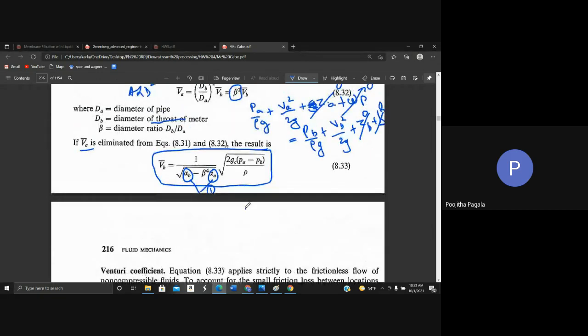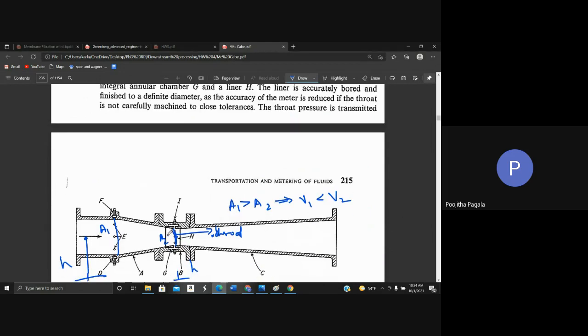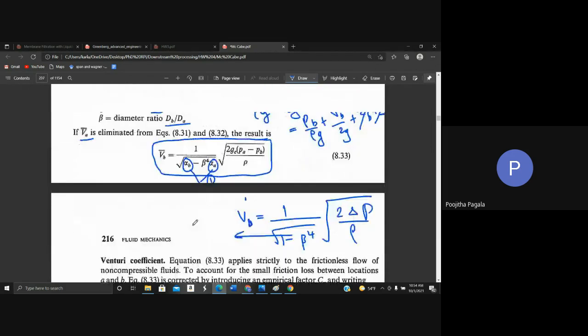So eventually you'll end up with this result: VB is equal to 1 by under root of (1 minus beta power 4), multiplied by under root of 2 delta P by rho. Now, what is beta? Beta is dB by dA. And VB is the velocity at the throat.